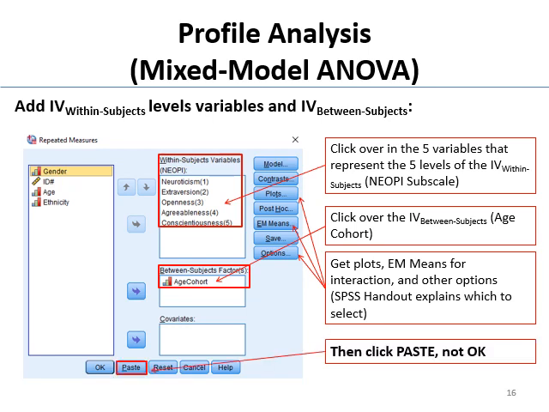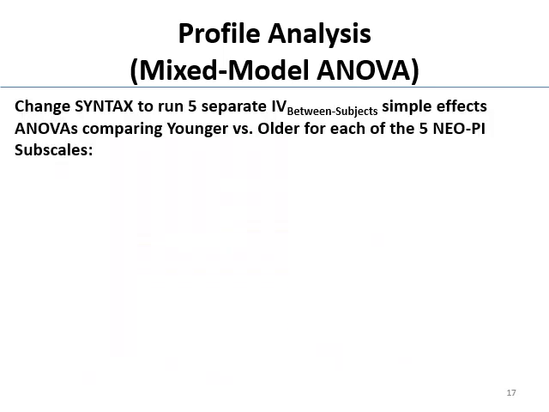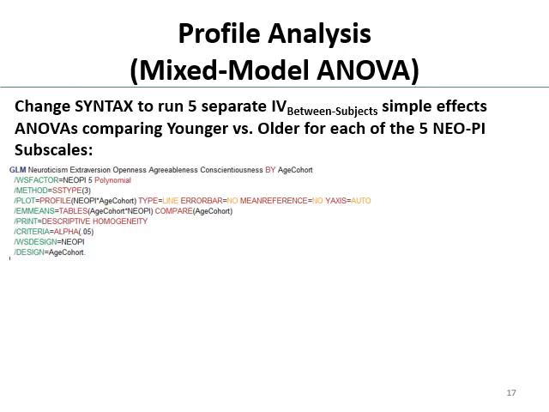And remember, when we do two-way ANOVA, and this is like a two-way ANOVA here, you've gotta click paste, not okay, because we have to modify the syntax to get simple effects tests. So change the syntax so that you get your 5 separate between subjects IV simple effects ANOVAs that compare younger and older for each level of the 5 NEO-PI subscales.